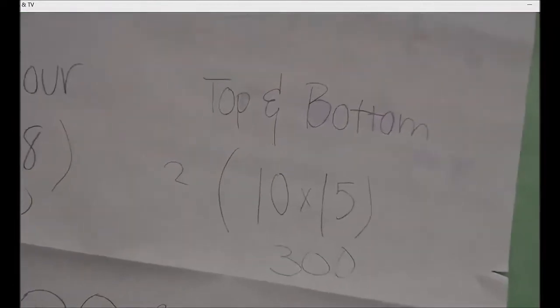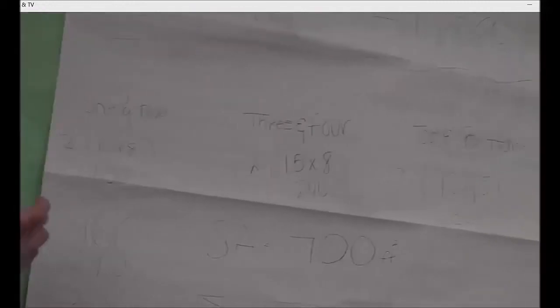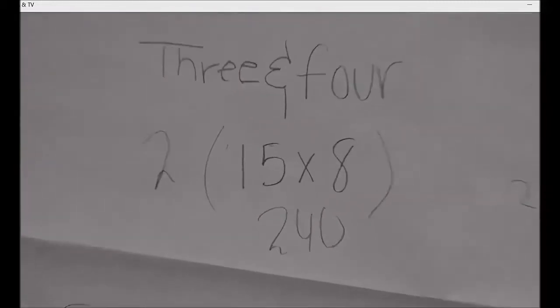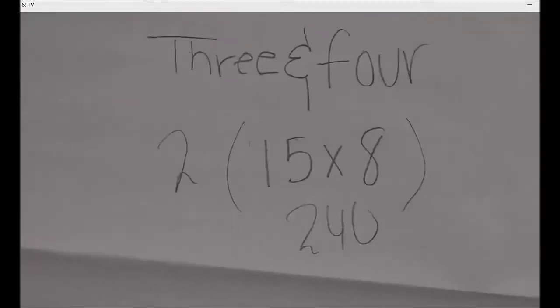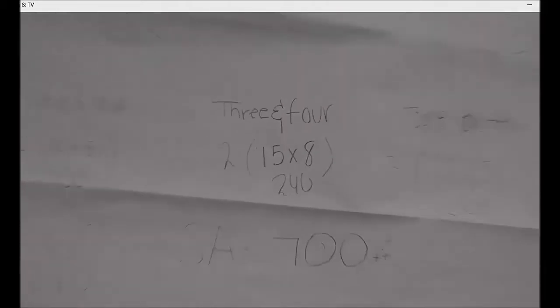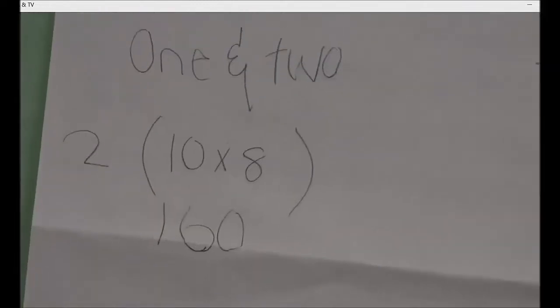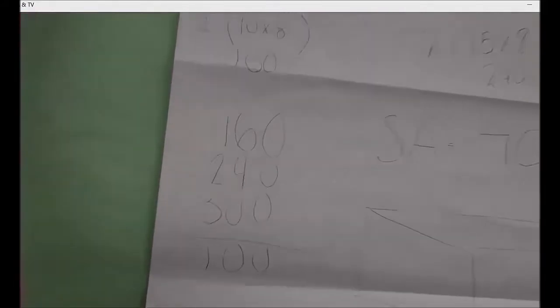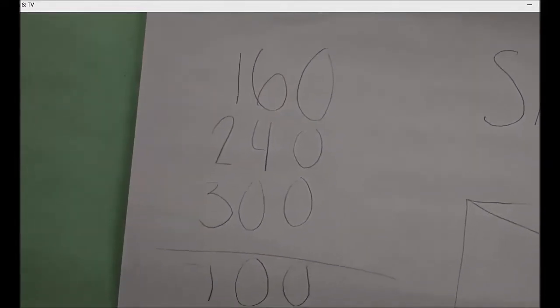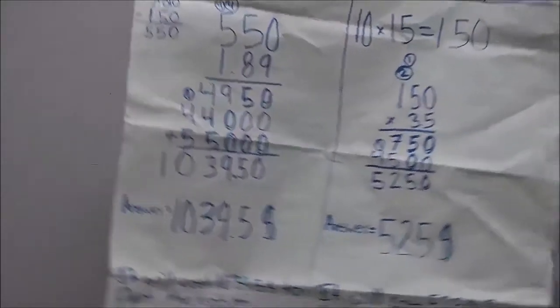The front and the top and bottom is 10 and 15, so you multiply that by 2 to get 300. The sides are 15 and 8, so you multiply that and you times it by 2 to get 200. And then the front and back is 10 and 8, so you multiply that and times 2 to get 160. And to get the surface area, you have to do what? Add them all up. So once you add 160, 240, 300, you get 700 feet squared.